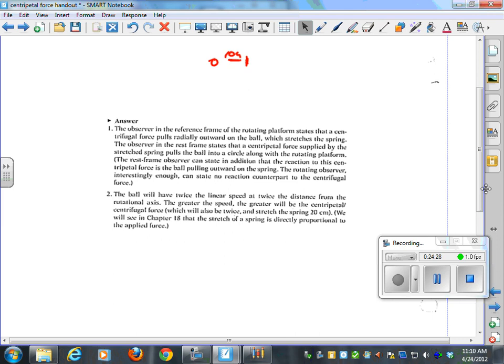Now when we move that support out farther sideways, the ball will have twice the linear speed at twice the distance from the rotational axis. It'll be moving fast. When you're on a merry-go-round and you want to go fast, where do you go? To the outside.